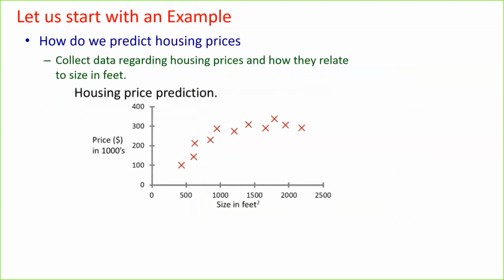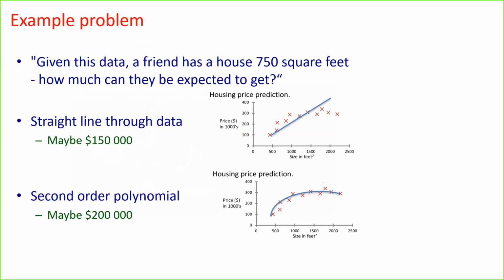Here is the house price prediction example. How do we predict housing prices? We collect data regarding housing prices and analyze how they're related to size in square feet. For simplicity, only one input feature is taken, which is size in square feet, and the target variable is the price in dollars. These are the various houses distributed in two-dimensional space according to their size and price. Given this data set and a friend who has a house of 750 square feet, how much can they be expected to get?